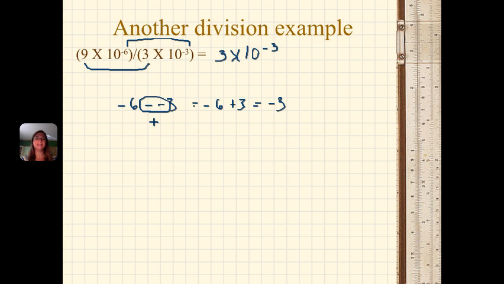So dividing 9 times 10 exponent negative 6 by 3 times 10 exponent negative 3 will give me the answer of 3 times 10 exponent negative 3.